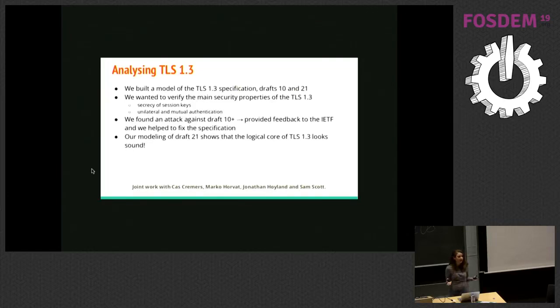So we built a model of the TLS 1.3 specification, on drafts 10 and 21, right? We wanted to verify the main security properties of TLS 1.3. So that's looking at the secrecy of session keys and the unilateral and mutual authentication. We found an attack in what we call draft 10 plus. So this is when we wanted to add something extra that was meant to be included in draft 11, and this provided feedback to the TLS working group, and we actually helped fix the specification. And then we updated our model to reflect draft 21 and showed that the TLS 1.3 specification was actually quite sound, or the logical core of it at least.